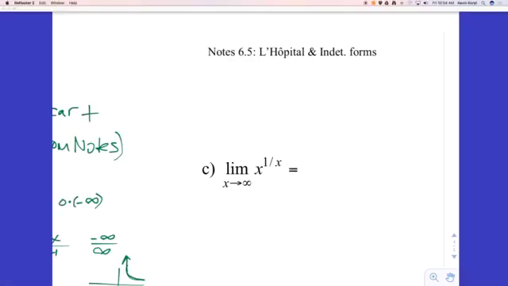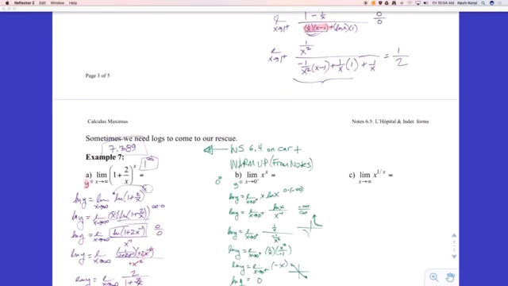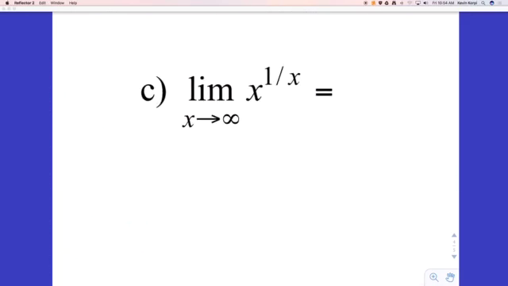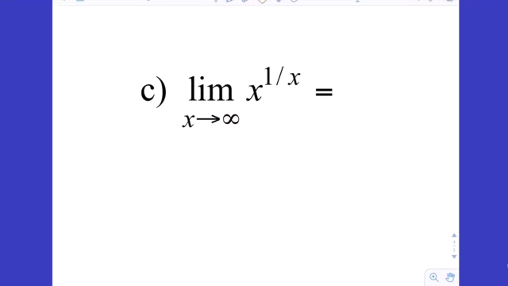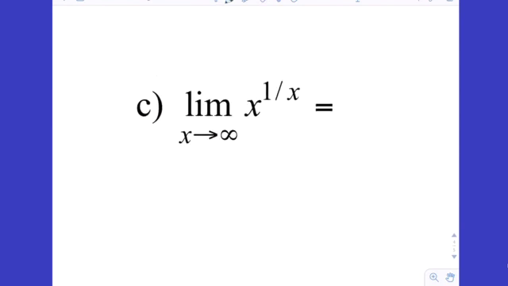All right, so part C. Part C, we got example 7c. We got the limit as x goes to infinity of x to the 1 over x power. Gorell's already guessing 1 if it was a multiple choice question. Okay, and we'll see if he guessed correctly.